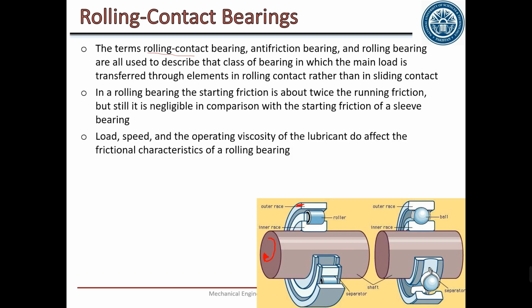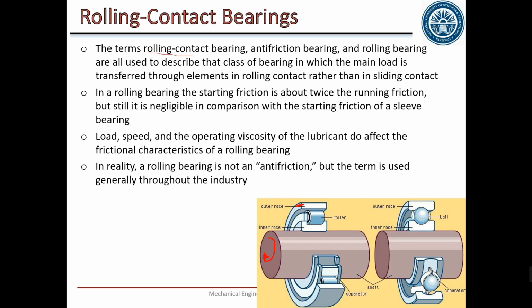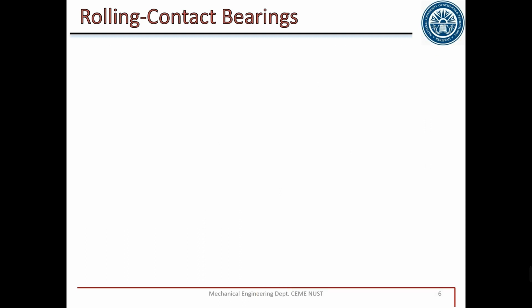Load, speed, and operating viscosity of the lubricant do affect the friction characteristics of the rolling bearing. That is understood, because the type of lubricant and the amount of lubricant that you use affect the friction. In reality, a rolling bearing is not anti-friction. It does not have zero friction, but we try to reduce the friction as much as possible.